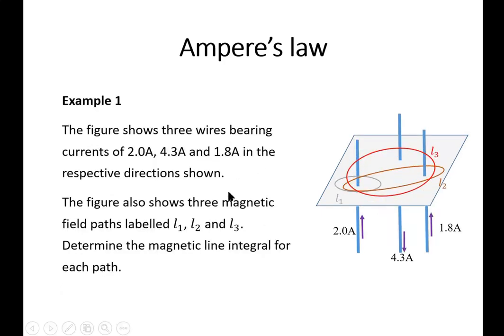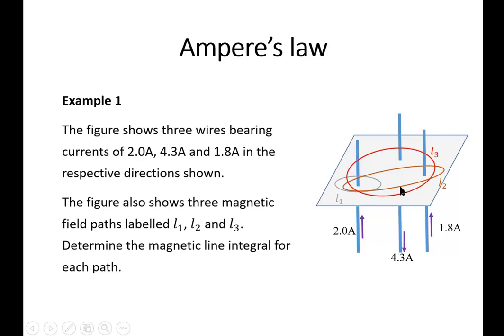Now, let's take an example to explain what we are talking about. So here we have 3 wires that are parallel to each other, and each wire is carrying a different amount of current: 2 amps here, 4.3 amps, then we have 1.8. What you need to take note of is that this current and that current are moving upwards, but the middle one is coming downwards.